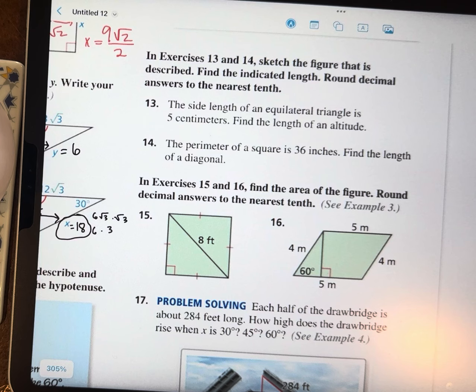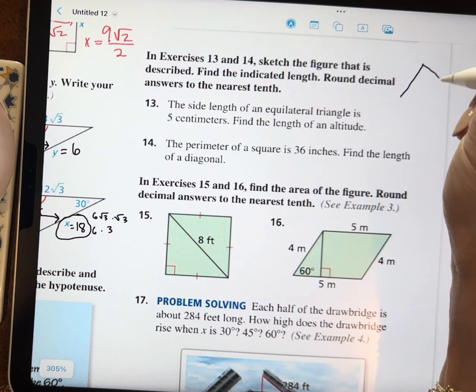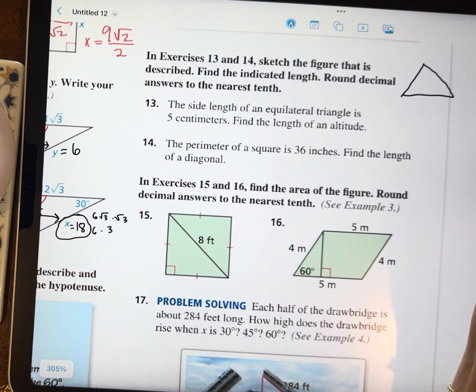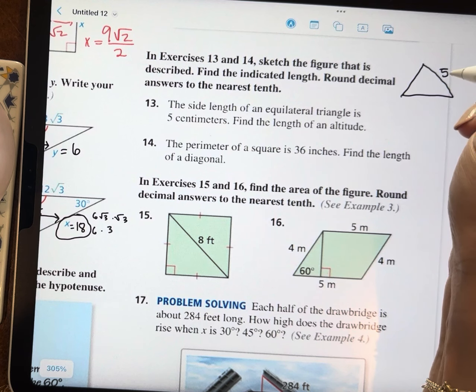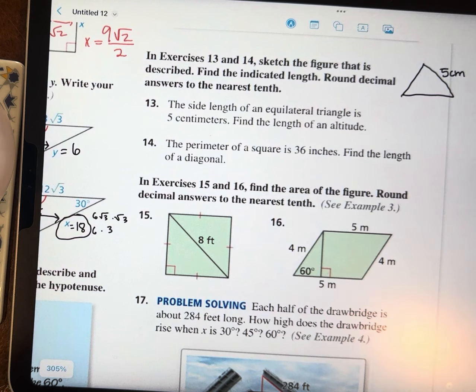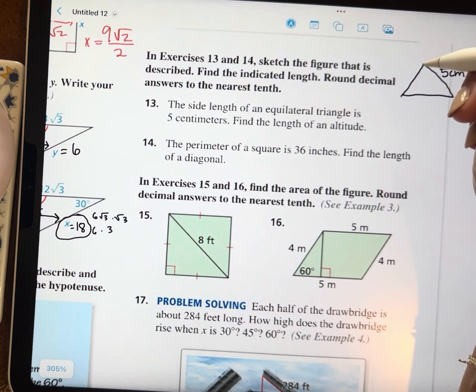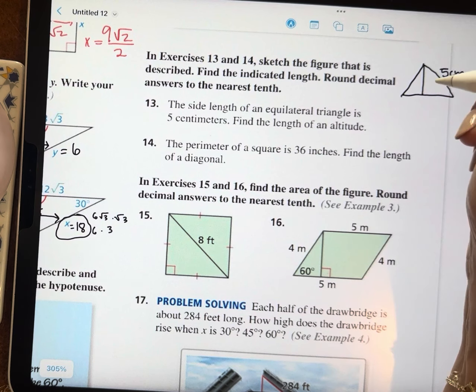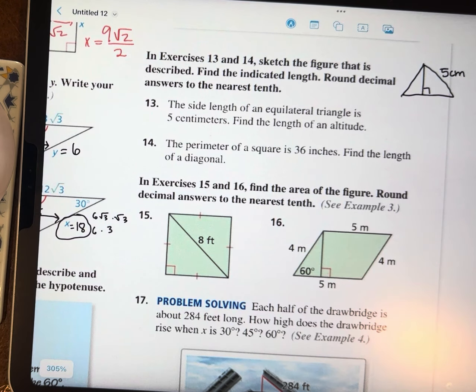Okay, sketch the figure that is described and find the length. Okay, so they're giving us an equilateral triangle. I will draw one right there. The side length of it is 5 centimeters. And they want to find the length of an altitude. So I'll draw an altitude. There it is. My equilateral triangle is a little lopsided, you guys.